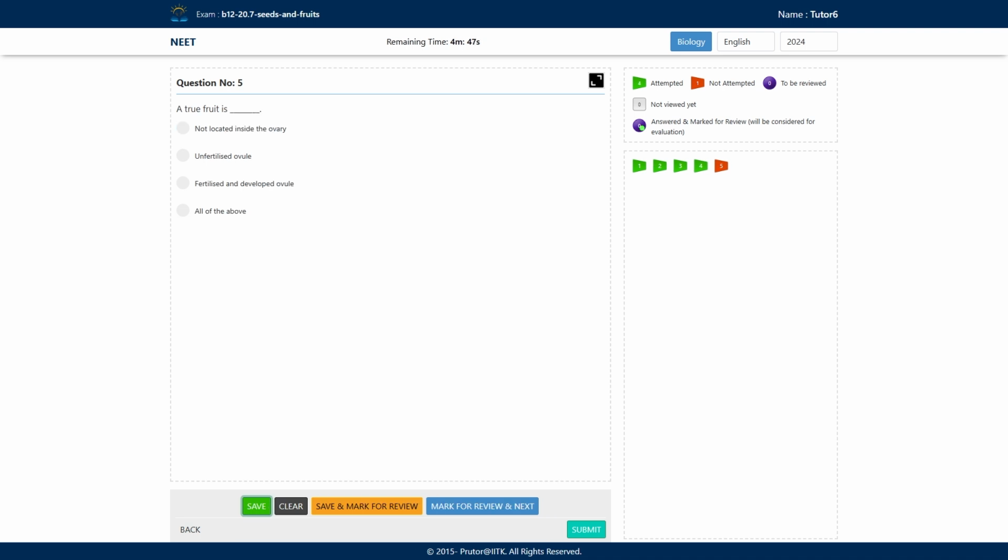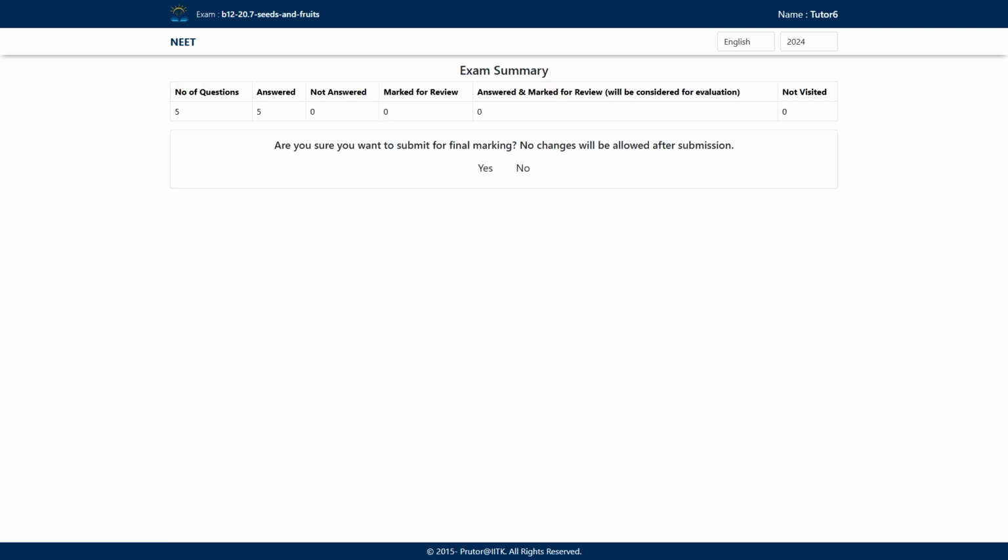A true fruit is: A. Not located inside the ovary. B. Unfertilized ovule. C. Fertilized and developed ovule. D. All of the above. A true fruit is not located inside the ovary? This is totally a wrong statement. Unfertilized ovule? The fruit is not from the ovule. Fertilized and developed ovule, right? So option C is correct, and we will save and submit it and see the result.